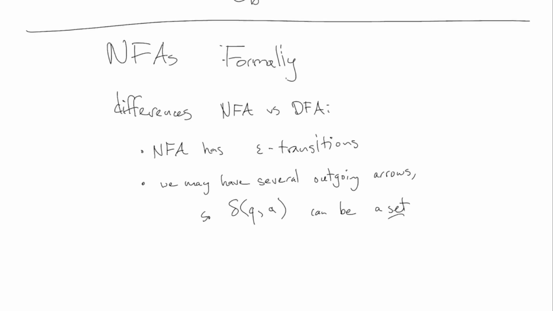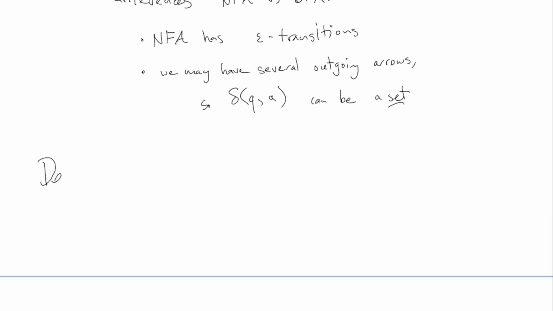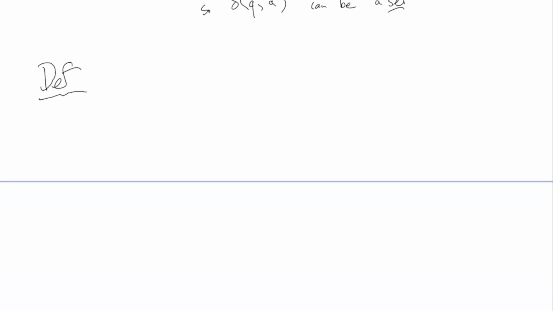And it can be any set. It could even be the empty set. That would represent, if you have no outgoing arrows, then this delta is the empty set. But otherwise, it looks the same. So I think we can just write this down, and then we'll talk about the interesting differences when they come up. So here's the true definition of an NFA.